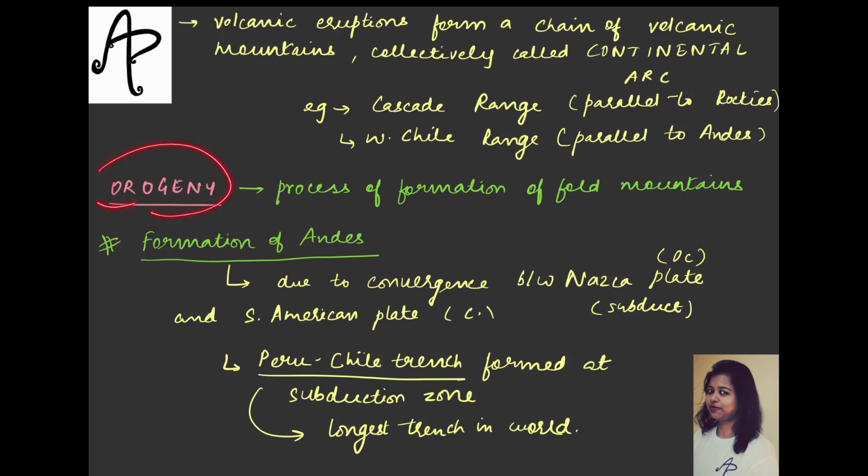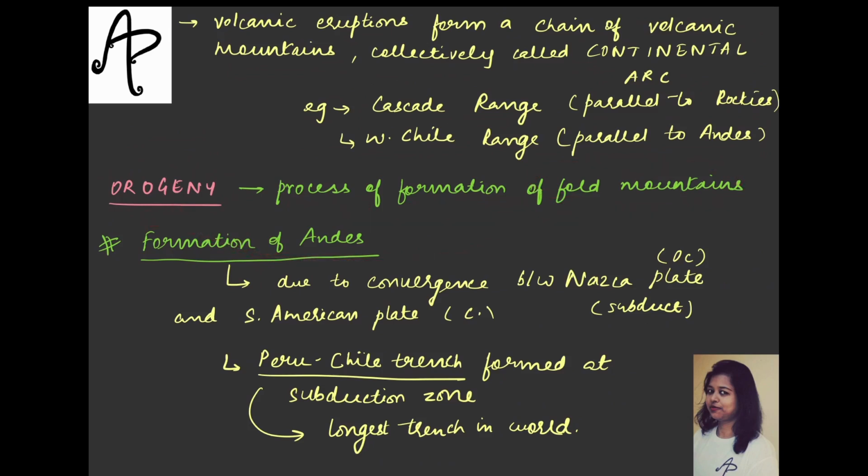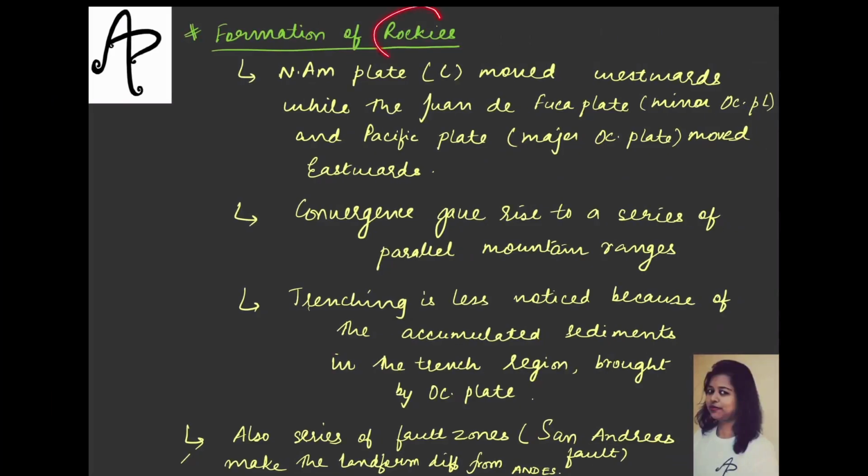The term here is orogeny. Orogeny is basically the process of formation of fold mountains. So wherever you hear or read this term, it has to be related to the mountain building process. Orogeny is about the mountain building process. Okay. Now let's quickly see the formation of the Andes and the formation of the Rockies.